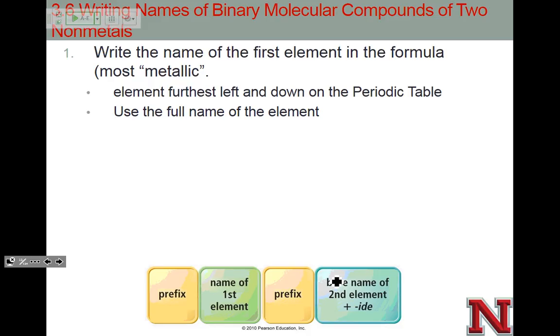So these are fairly straightforward when we have two atoms that are bonded through a covalent bond, or two different elements. They might have multiple amounts of those elements.